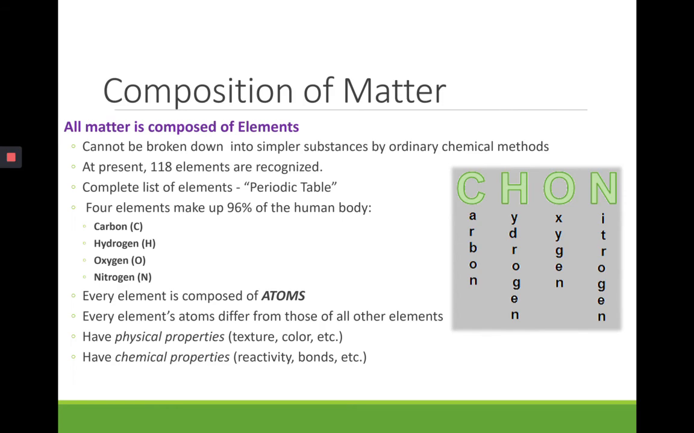Now let's start to focus on the composition of matter. And all matter simply is just composed of elements. The periodic table is a complete list of the 118 recognized elements, and we can't really break down elements into something simpler, something slightly different by ordinary chemical methods, but we do know that atoms make up elements. Elements are actually composed of only one type of atom. But since they're composed of only one type of atom, that means that all the atoms that make up an element have similar physical and chemical properties. And we'll talk more about atoms and elements as we go forward.